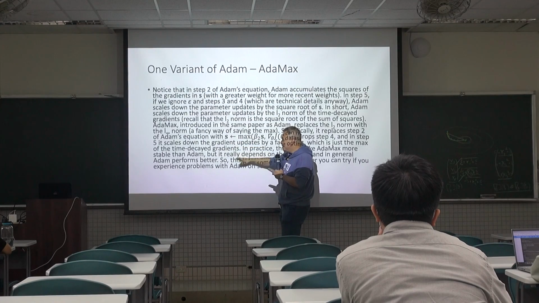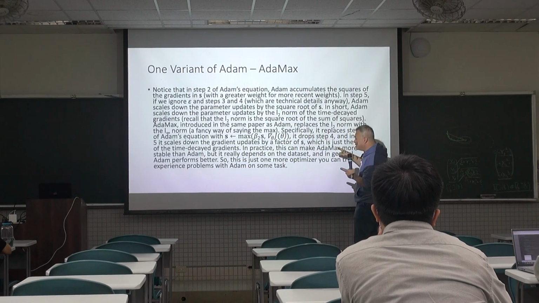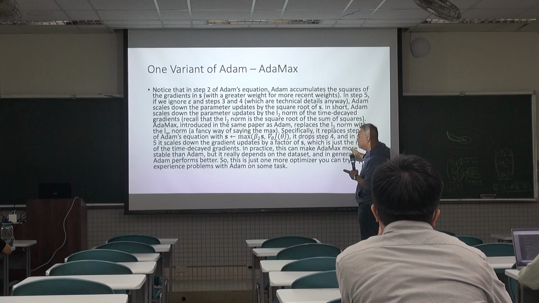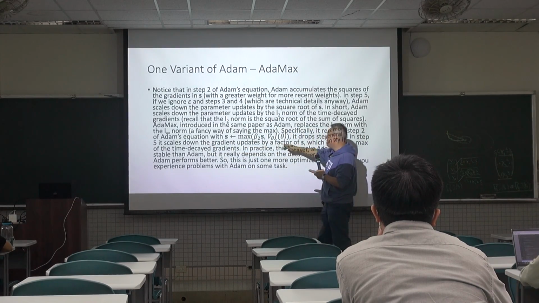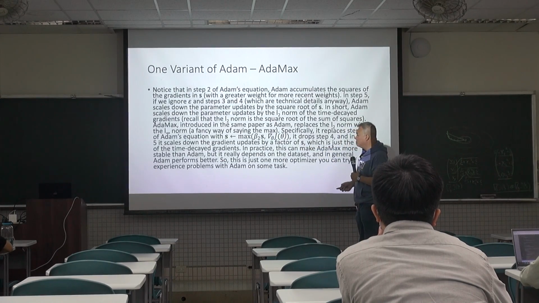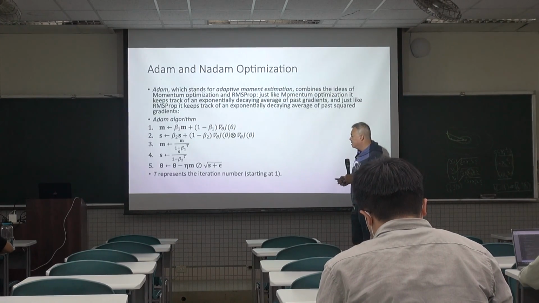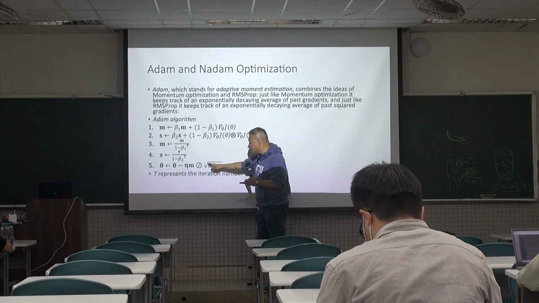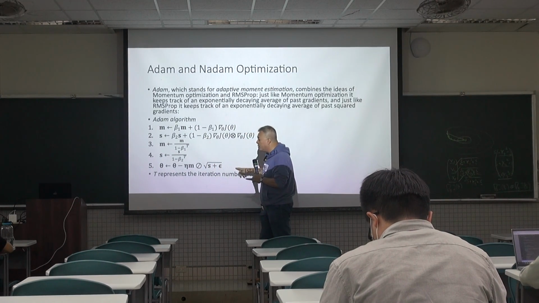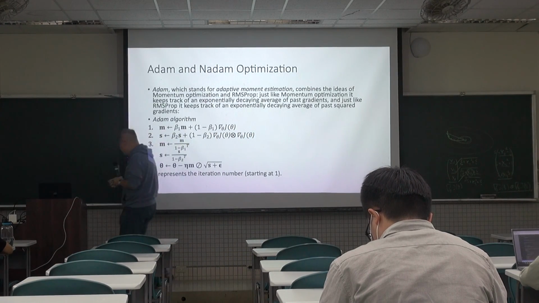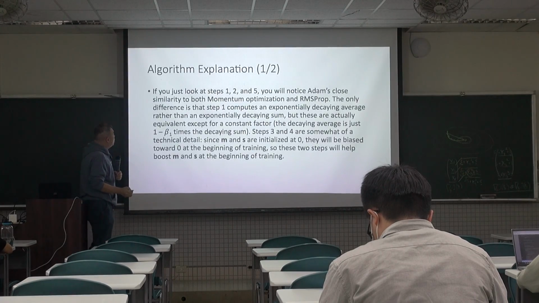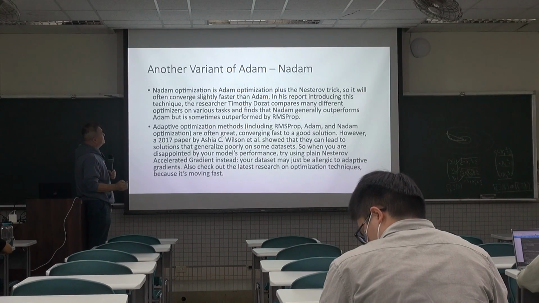But the last line, I think that's it. Drop line 4 in step 5. It scales down the gradient update by a factor of S. So just don't use the square root, just use S. And we don't need epsilon here anymore. So we call this AdaMax.